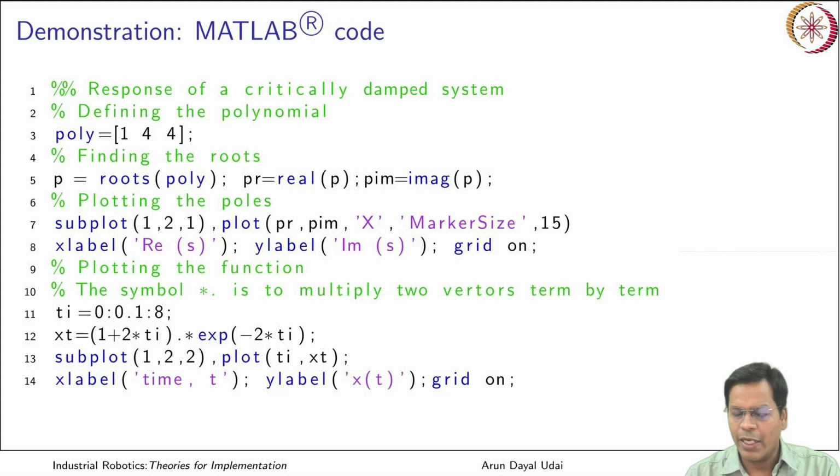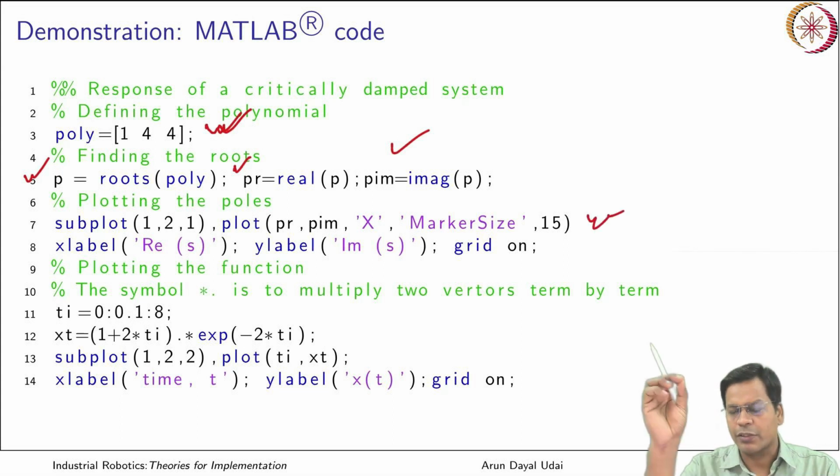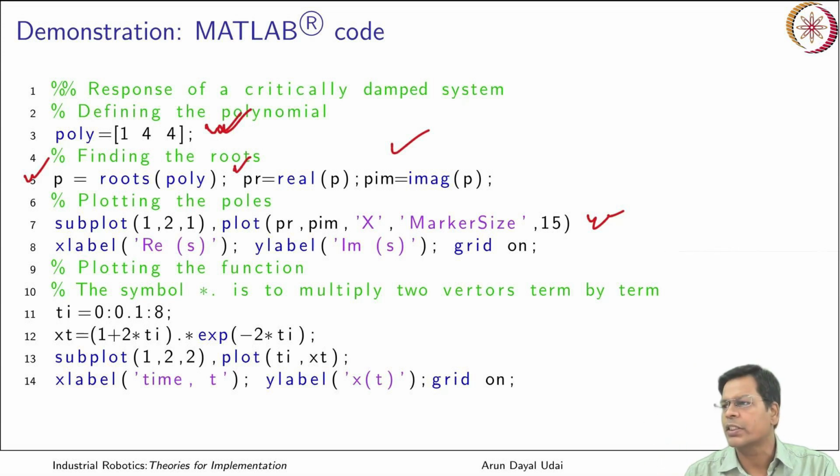Okay, so again I am using a similar MATLAB code. So this is your system polynomial. Roots are stored in p, so you have taken real and imaginary parts here. You know already you should not get any imaginary value here. Okay, and plot your markers. So that is nothing but your roots that can be plotted in the complex plane. So this is the first plot.